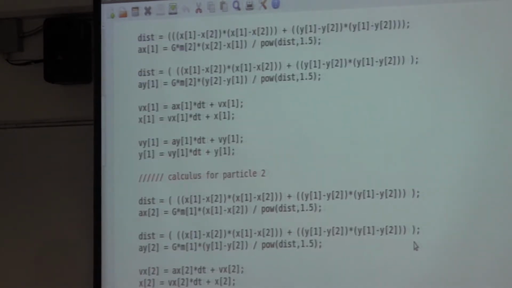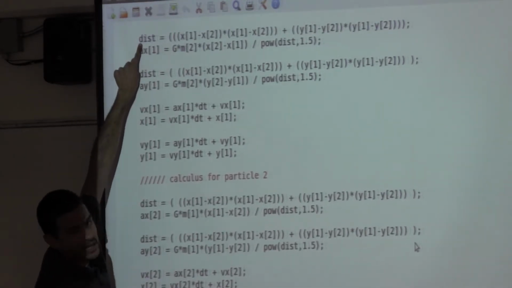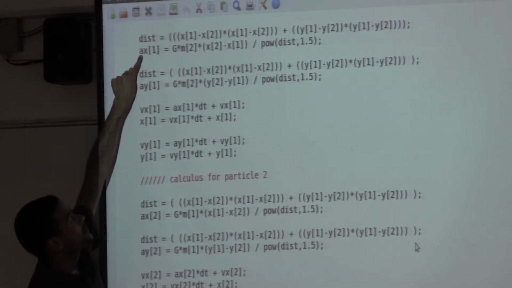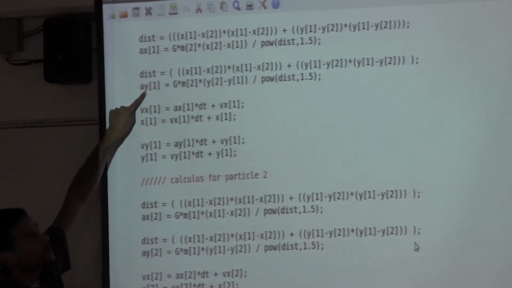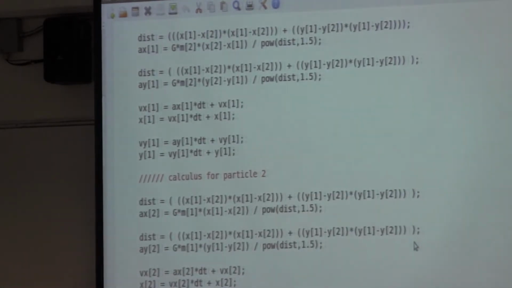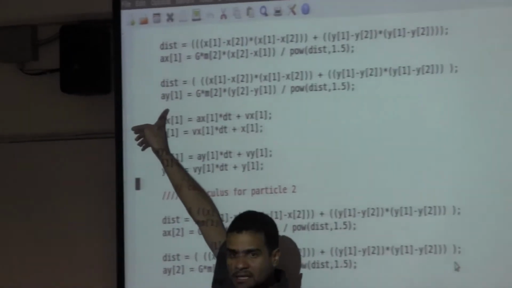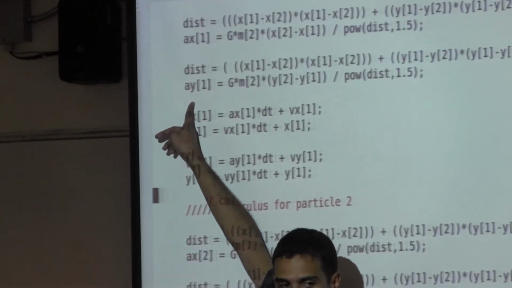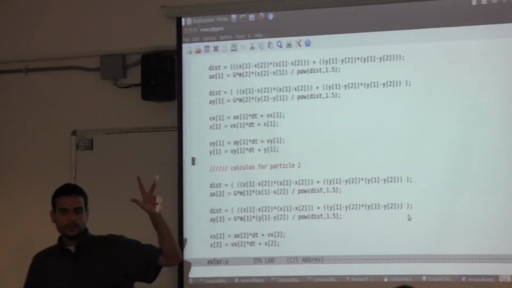I compute the force field. Here, look, I compute the distance, the point, and compute the acceleration in x. Then in y, using the same formulas I had here. I'm not computing the accelerations in z. I'm only computing in x and y. Why am I not computing the third?